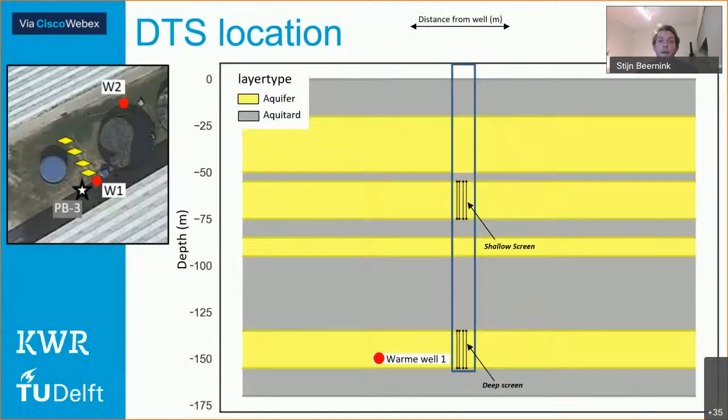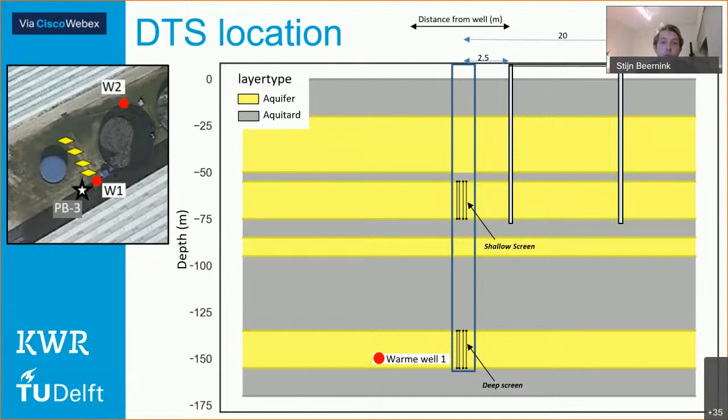All right. Now let's take a look at the DTS location. So here in the middle of this figure, you see warm well one. And then to the north side, as I showed you, we have a line of four DTS.